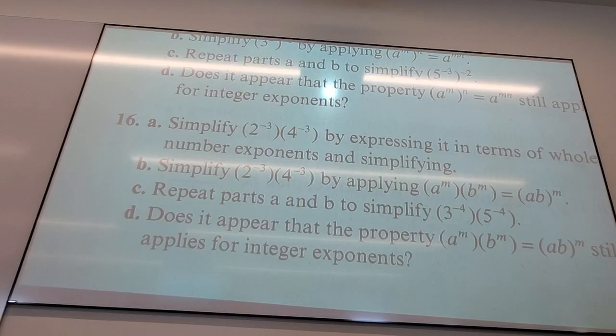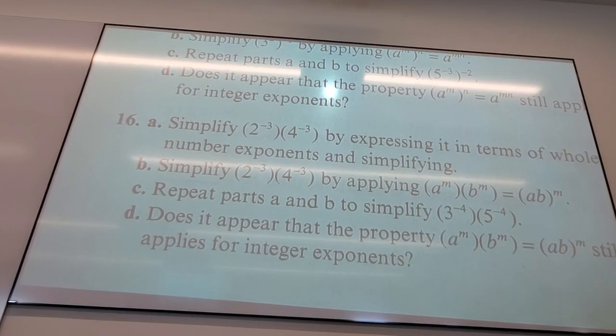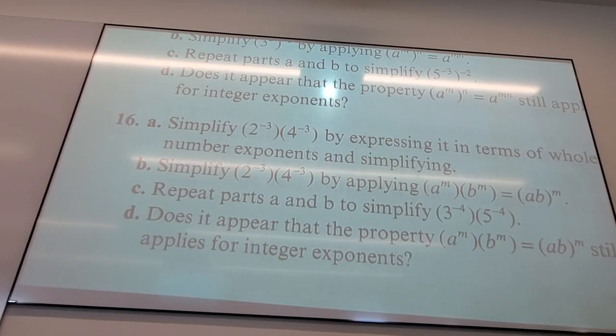So you've rewritten it with a whole number. So 1 over 2 to the third times 1 over 4 to the third is 1 over what to the third? You're multiplying. It's 1 over 8 to the third. Yeah? Okay.